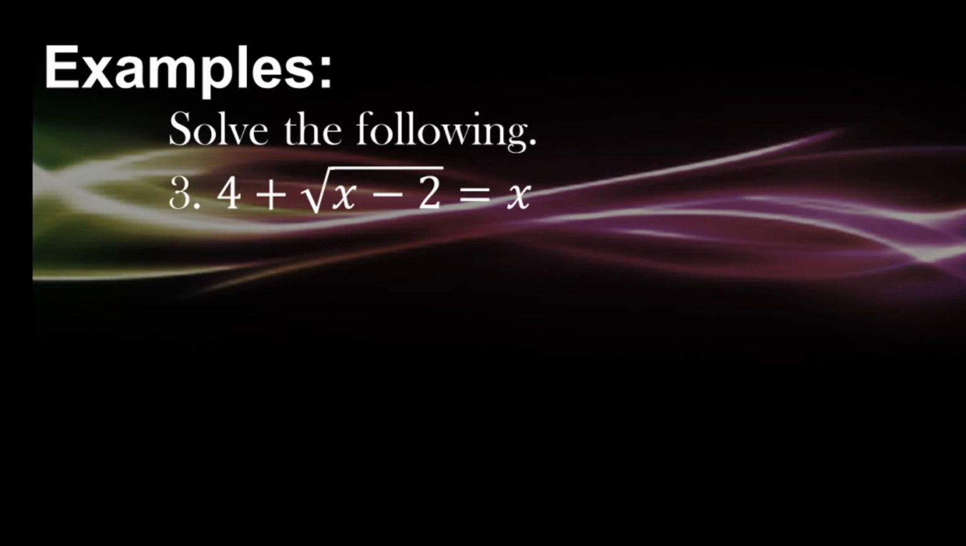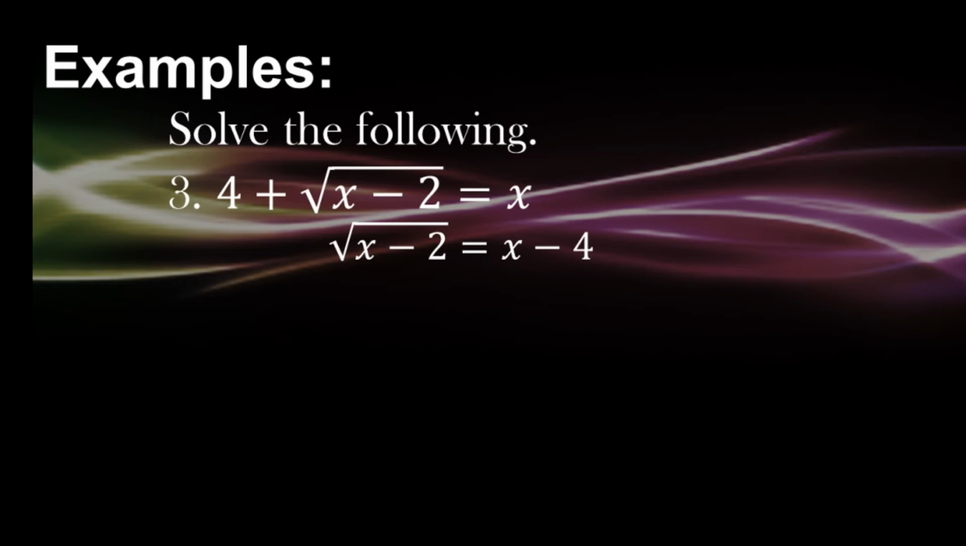Next, we have 4 plus the square root of x minus 2 is equal to x. Since the radical equation is not alone in one side of the equation, we need to isolate it. So we need to transpose 4 to the other side of the equation so that the square root of x minus 2 is left on one side of the equation. Therefore, we have the square root of x minus 2 is equal to x minus 4. Take note that when you transpose a term from one side of the equation to another side, you need to change the sign.